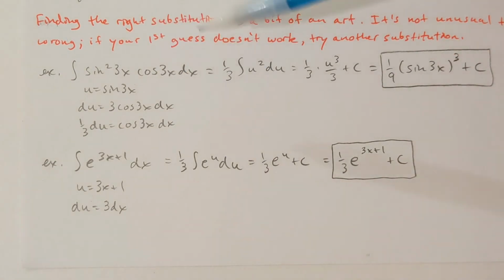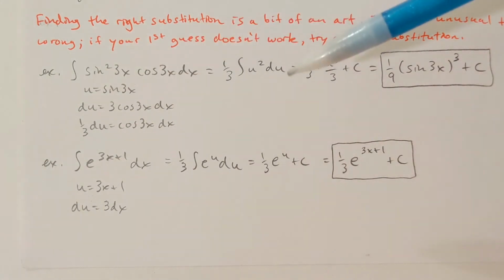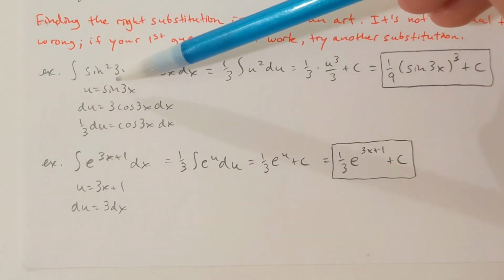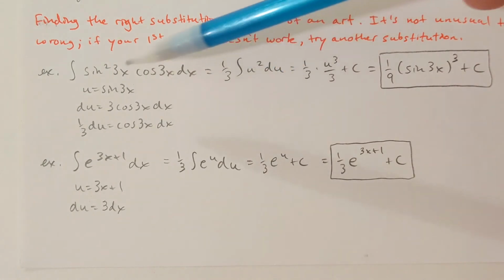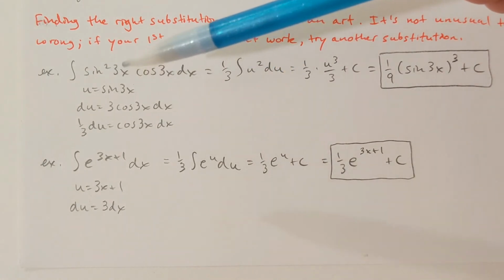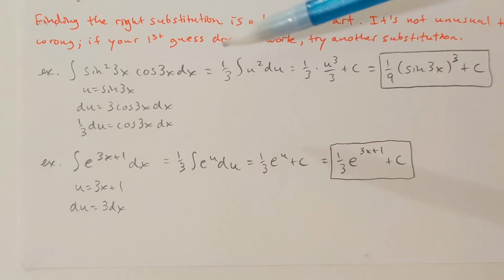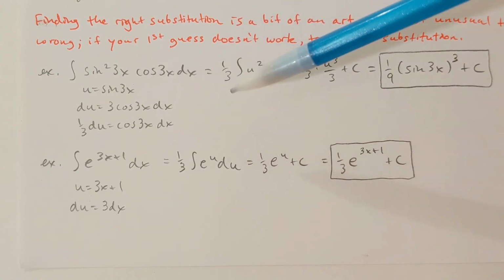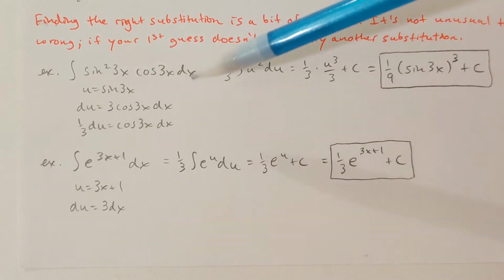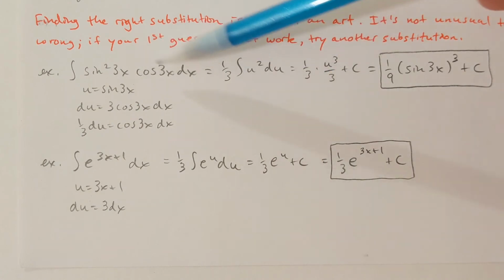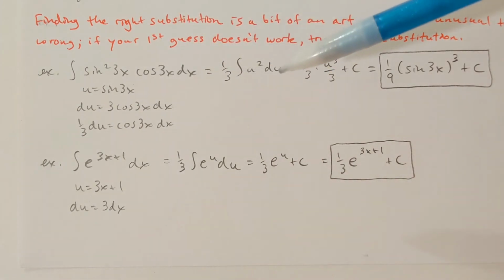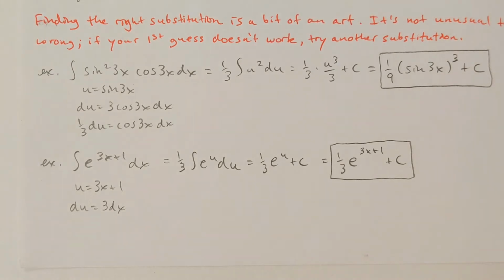Well, let's try letting u be sine of 3x. By the way, I wouldn't want to let u be sine squared of 3x, because when I take the derivative of that, I'd have a chain rule. It's going to be 2 times sine of 3x times cosine of 3x times the derivative of 3x, which is 3. And I would have an extra sine of 3x term there, which I don't have in the integral. Another thing to add: when you're trying to come up with a substitution, try to keep it simple.